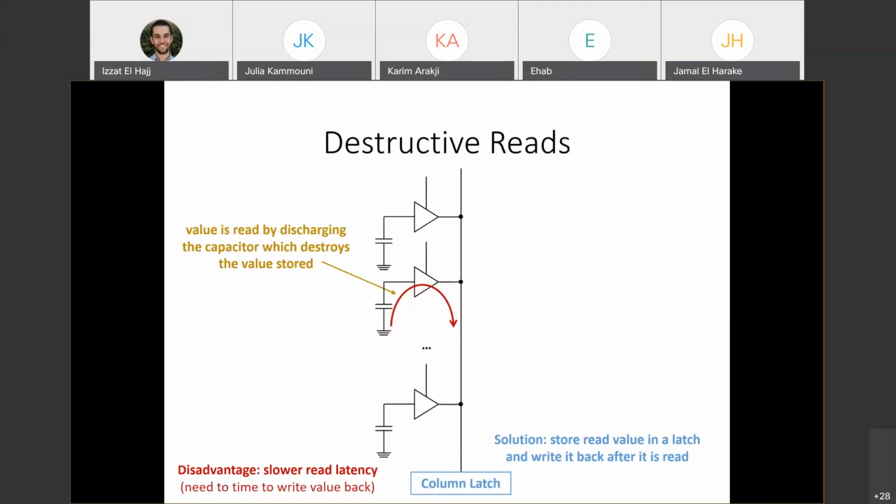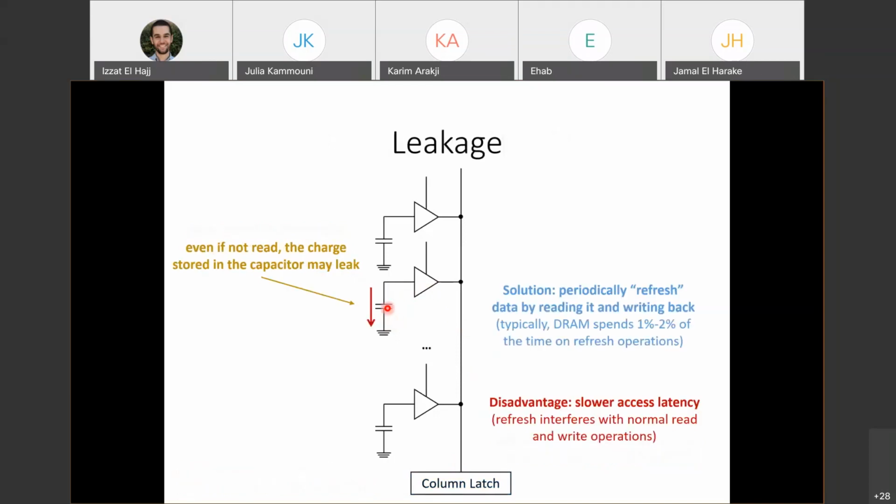So every time we read, we need to actually write back the value that we read. And because of that, reads are slower, because every read is both a read and a write. And then secondly, the other disadvantage of DRAM is that these capacitors leak, which means that even if I don't read from the capacitor, with time, the charge that's stored in this capacitor leaks. And because it leaks, this is what causes the values in DRAM to fade away. This is why DRAM is dynamic.